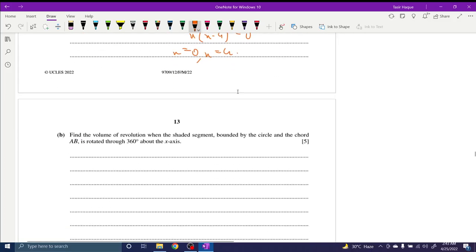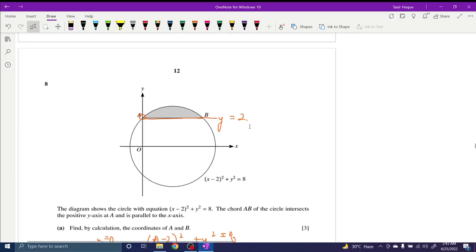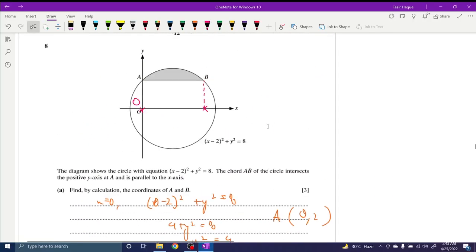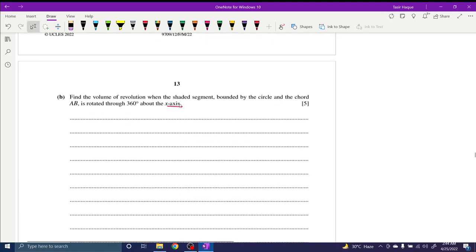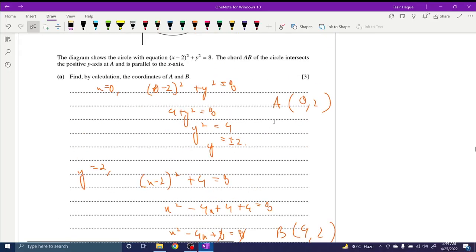Next, find the volume of revolution with the shaded area bound by the circle and the chord is rotated. Okay, so we need to do this manually actually. We know the limits, right? It's 0 and the x coordinate was 4. So first we're gonna find this area, this whole thing, the volume actually. We know that volume, it's about the x-axis, right? So we need to make y the subject first.